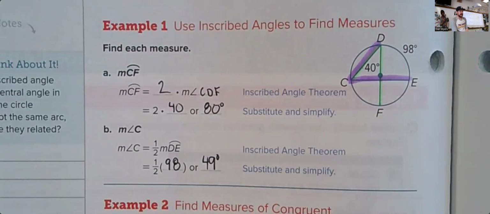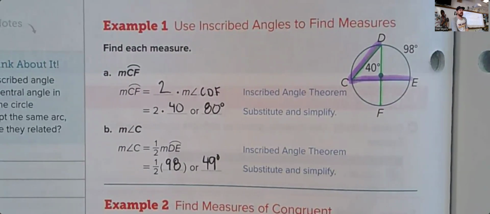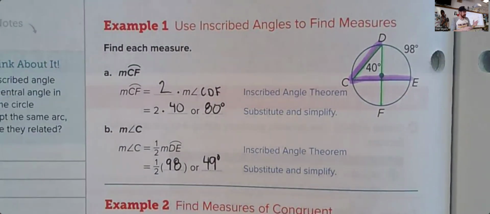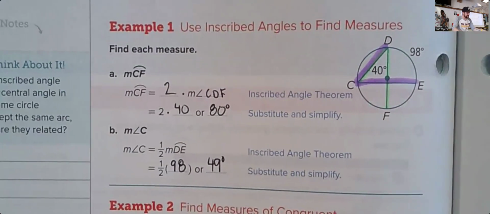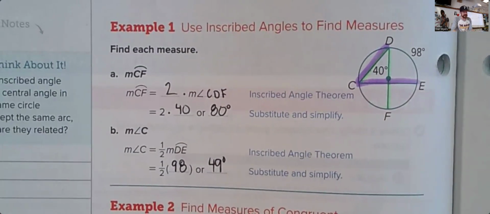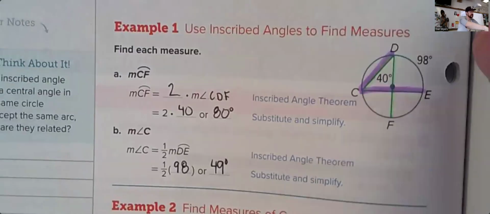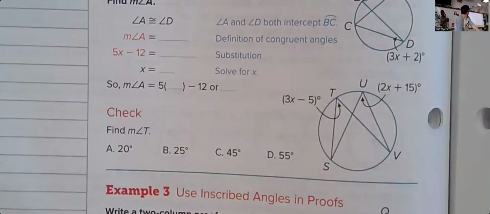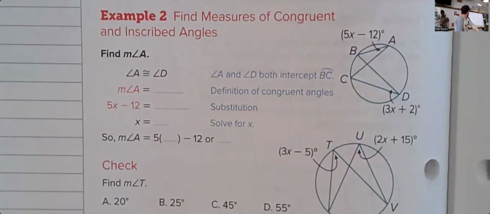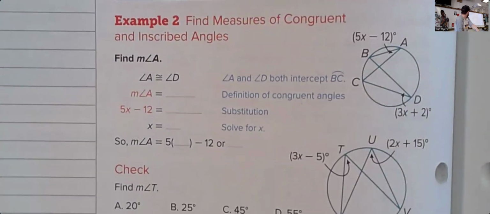Questions about that before we look at some more? All right, let's keep going. So these first questions are all about figuring out some angles here. And then we are going to move on to some polygons within circles after this. So example 2. Figuring out the measure of inscribed angles.